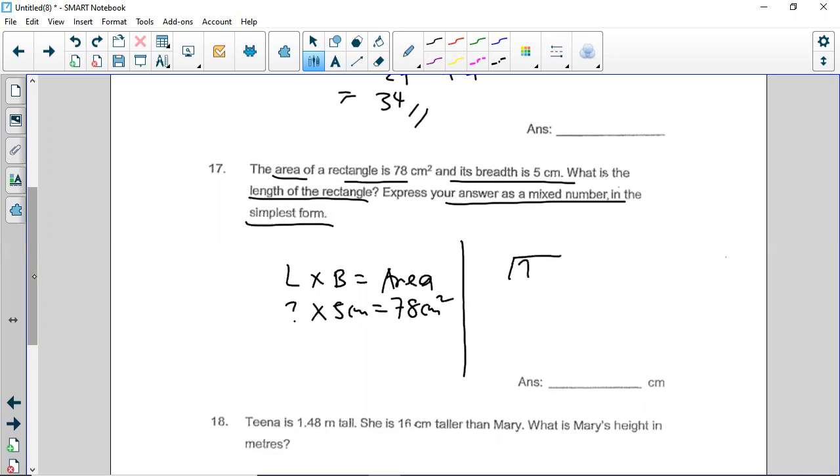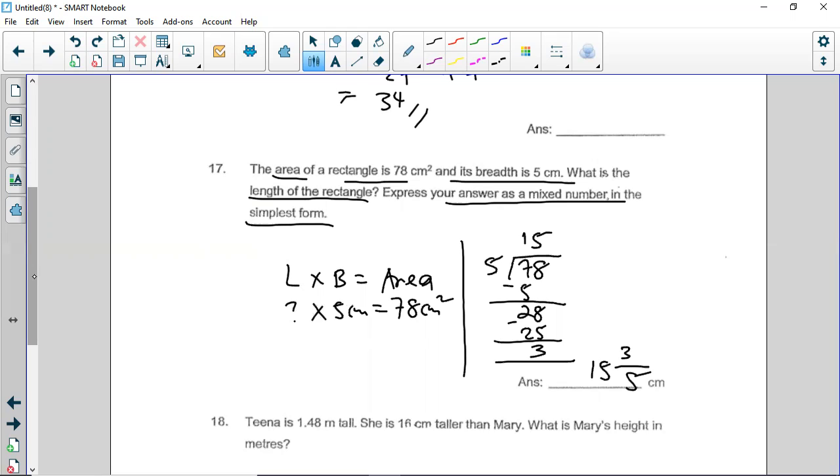So you take 78 and then divide by 5. So 1 times 5, then you minus, pull the 8 down. And then 5 times 5 is 25. And there's a remainder 3. And don't continue dividing, because if you continue dividing, you get a decimal. But you want your answer to be a mixed fraction. So your answer will be 15 and 3/5 centimeter, which is the length of the rectangle.